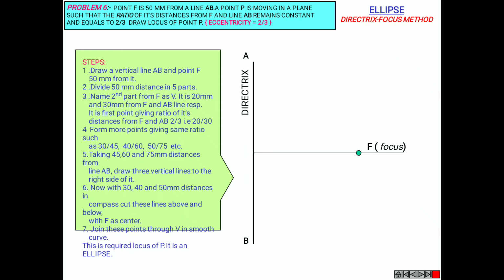Now divide this 50 mm distance in 5 parts. That should be equal. Sorry, divide this 50 mm line into 5 equal parts, and name the second part from F as V. From F, the second part as V, that is about 20 mm. It is 20 mm and 30 mm from F and AB line respectively. So V is called vertex and F is called focus.